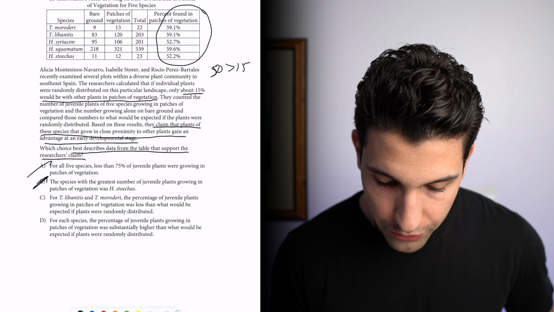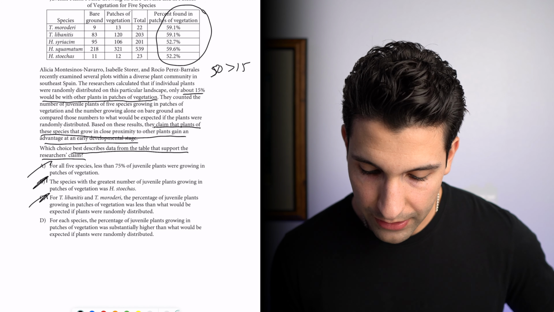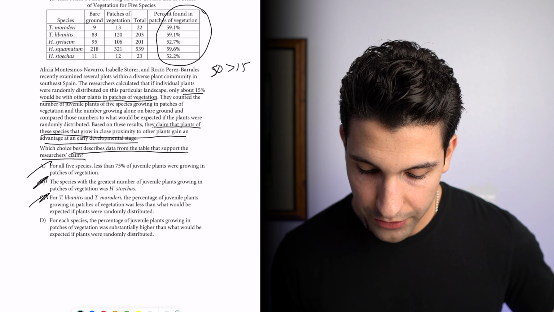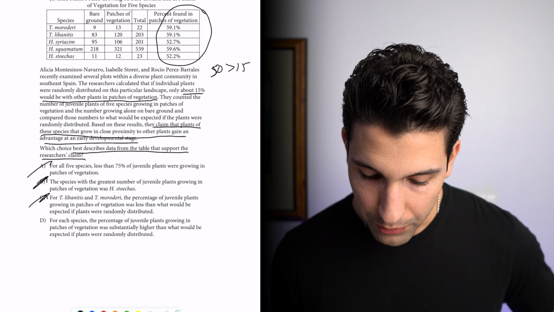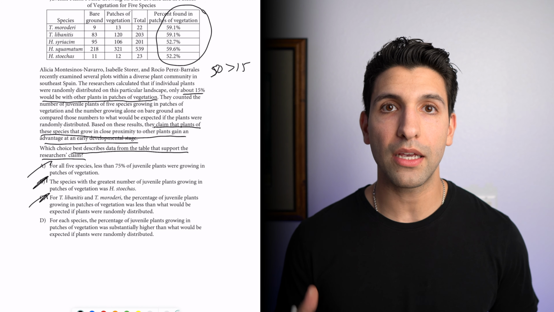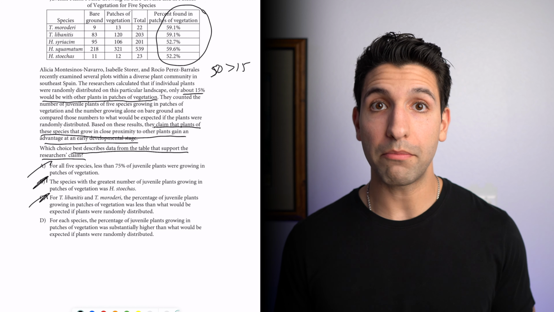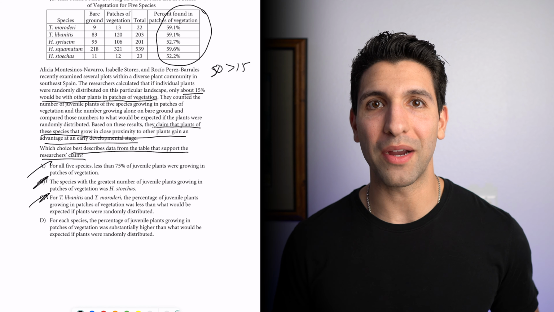C, it doesn't do that either for different reasons. And D, for each species, the percentage of juvenile plants growing in patches of vegetation was substantially higher than what would be expected if plants were randomly distributed. What this is saying is that 50% is greater than 15% because we expected 15%, but we got 50. So D is the correct answer.